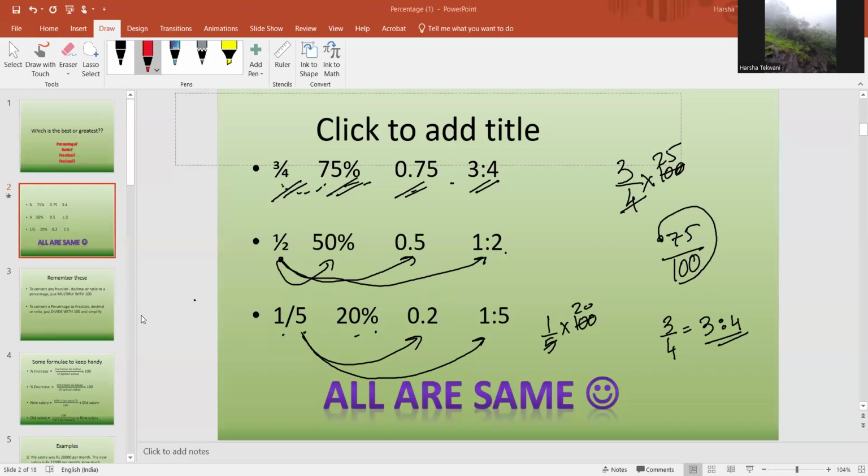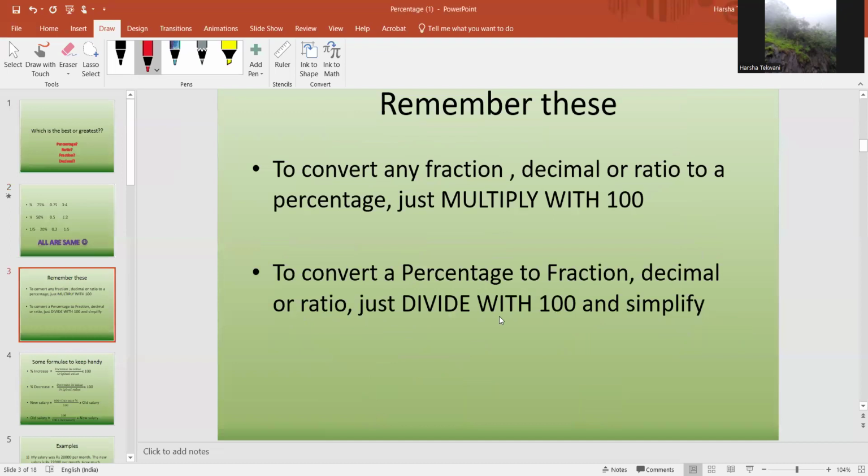Now that you know this, let's try to recall how to convert anything to a percentage. To convert any fraction, decimal, or ratio to a percentage, we simply multiply with 100. And vice versa, to convert a percentage to a fraction, decimal, or ratio, we just divide by 100. Because percent itself means per centum, by 100. So the moment you see 20%, you can replace this stylish symbol by per 100.